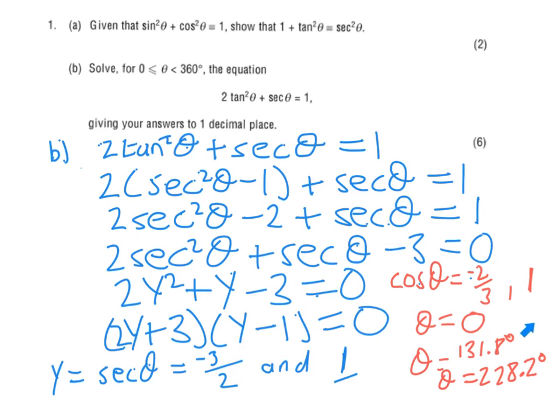So let's just recap what we've done. We've got the quadratic equation. I need to replace tan squared with sec squared minus 1, rearrange, solve, factorise. I get a solution for sec, take the reciprocals to put that into cos, and then using calculations I get my answer. I hope that is clear.